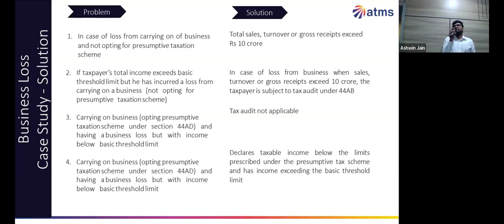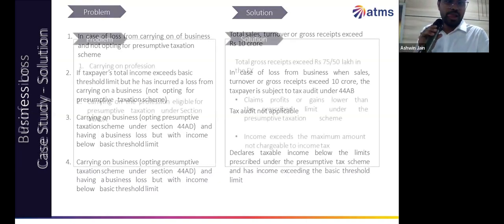If a taxpayer's total income exceeds the threshold limit and he has incurred a loss, वो हमने भी डिस्कस किया. Carrying on business opting for presumptive taxation scheme under section 44 AD and having a business loss with the income below the basic exemption limit. Again, it's a very important criteria. If you read section 44 AD, थोड़ा confusing है लेकिन simple है. अगर आपका business loss हो रहा है and if your income is below the taxable limit और आपने 44 AD का violation भी किया लेकिन your income is below the taxable limit, then also audit will not be applicable. Carrying on business loss, ठीक है, ये इतना important नहीं है.